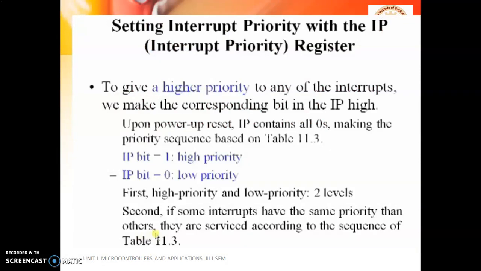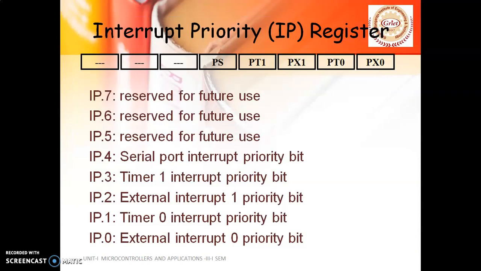This IP register is generally used to change or alter the priority order. For example, if I want to make the timer 1 interrupt the highest priority, what I need to do is program this bit to 1. If I program this bit to 1, it means that now the timer 1 interrupt will have the highest priority. So to change the default priority order in 8051, we go for the IP register.